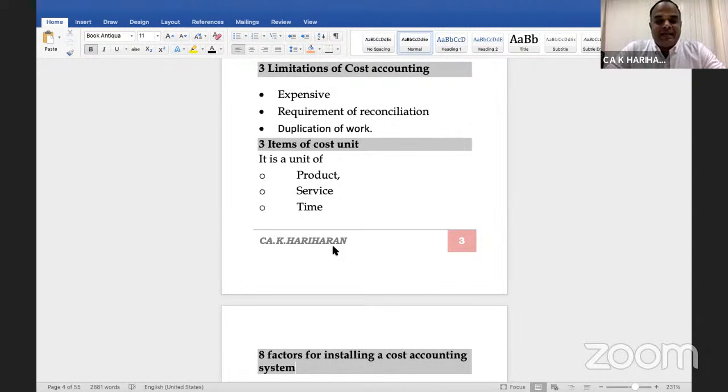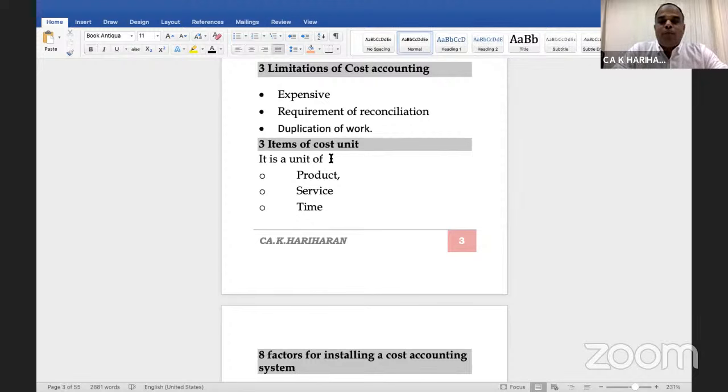Why do we have to do the reconciliation? The reason is, in case of financial accounts, we may get X amount of profit, and the cost accounting department may get Y amount of profit. Then there will be a difference between the financial accounting and the cost accounting profit. If there is a difference, then it's our duty to explain what could be the reason for the difference in profit between cost accounting and financial accounting. Therefore, we need one proper explanation, that is called reconciliation.